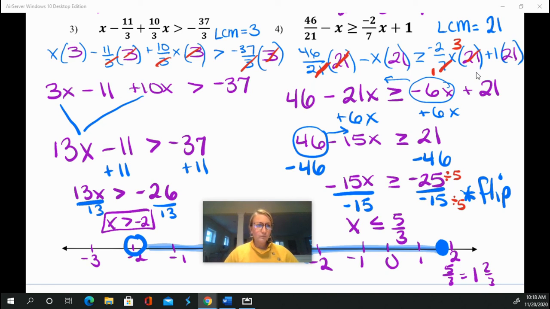So when we work on our practice assignment, please try this strategy and try to eliminate the fractions on our first step. So that's it for the notes on 2-4, day 3, multi-step inequalities with eliminating fractions.